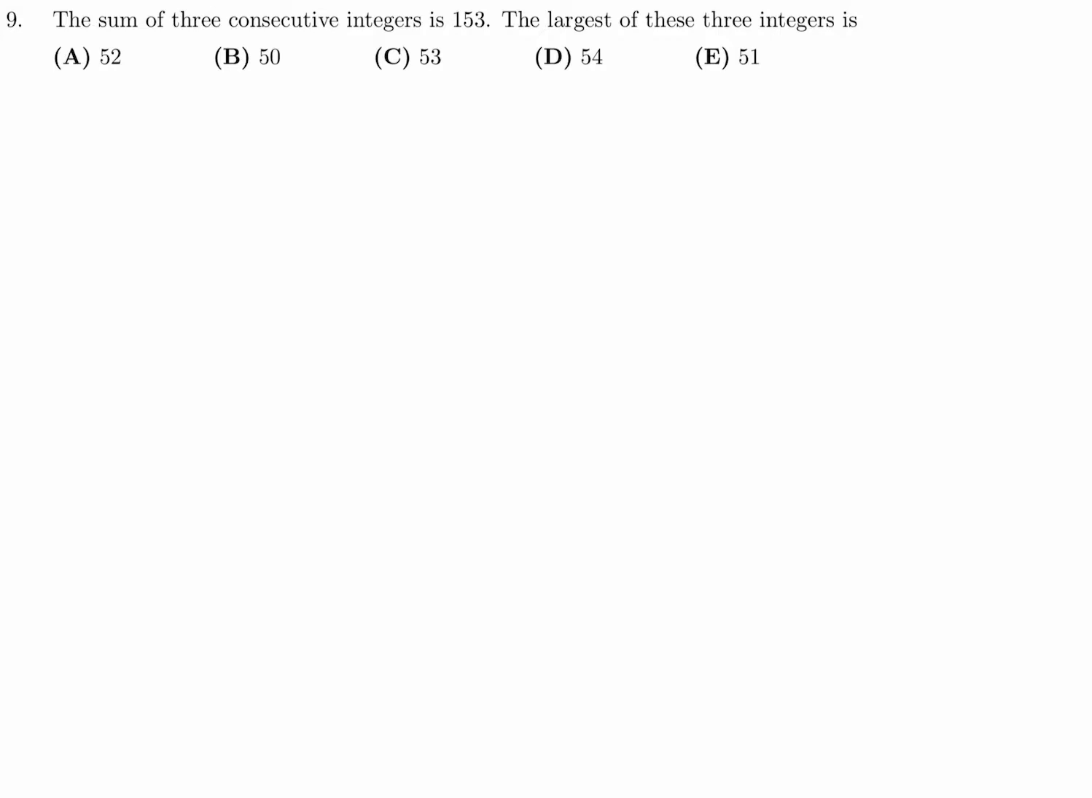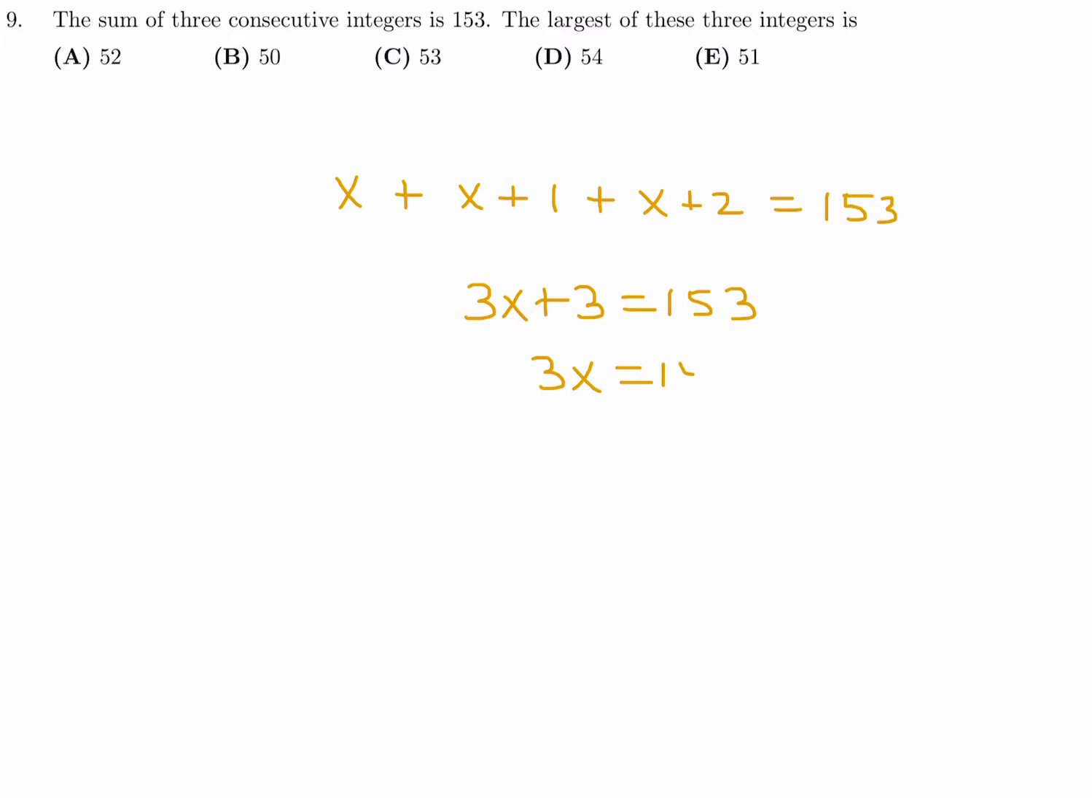The sum of three consecutive integers is 153. The largest of these three integers is. So we have x plus x plus 1 plus x plus 2 is equal to 153. So that means 3x plus 3 is equal to 153. So 3x is 150, and therefore x is equal to 50.